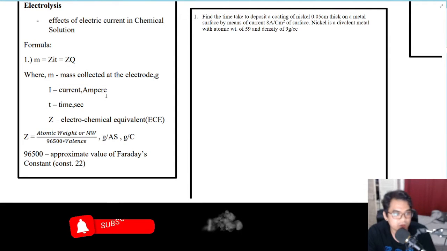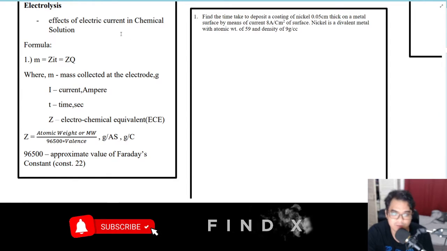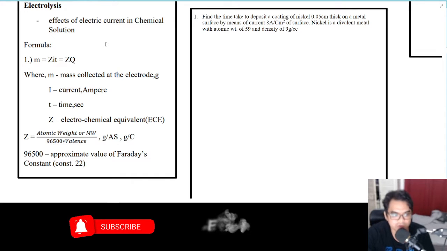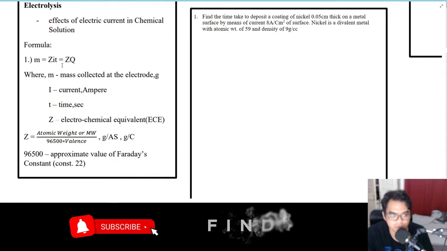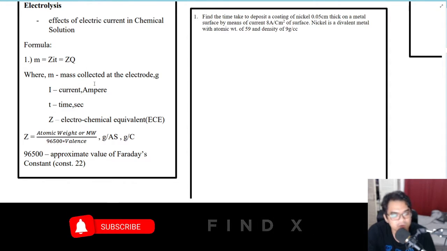For the next topic, we have electrolysis. This is actually the effects of electric current in chemical solution. What you basically do here is apply an electric current into the chemical solution. So we have the formula here, M, which is the mass, is equal to ZIT or equal to ZQ.